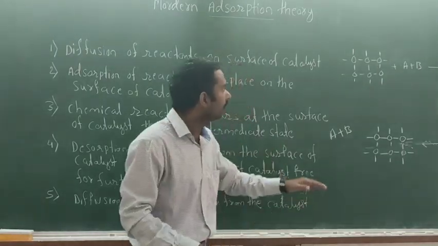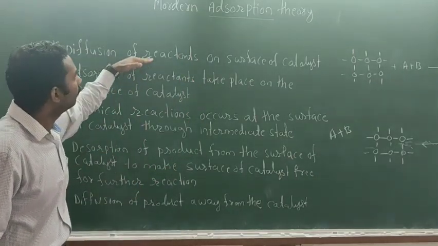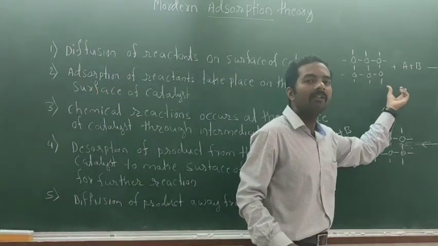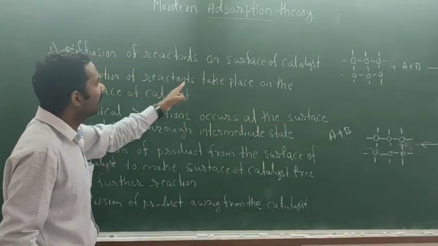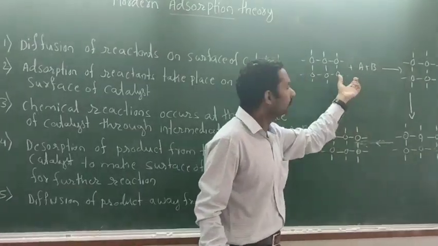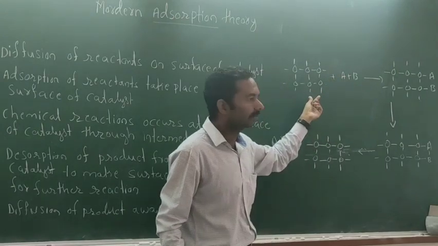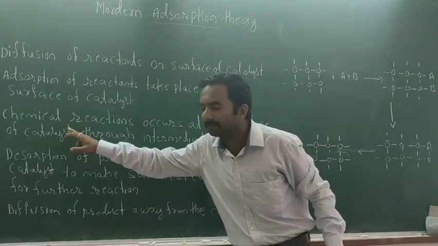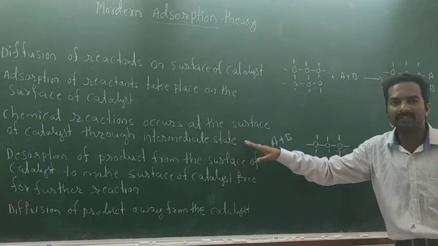Here we have five observations. First, diffusion of reactant on the surface of catalyst: the reactants come near the surface of the catalyst. Second, adsorption of reactant takes place on the surface of catalyst. Third, chemical reaction takes place or occurs at the surface of catalyst through an intermediate state.